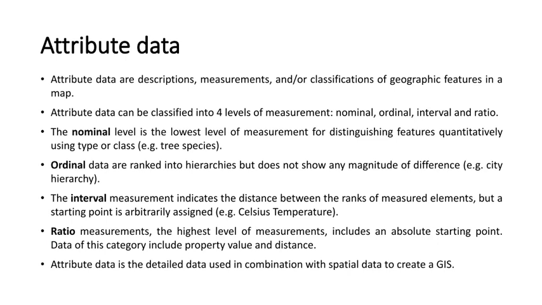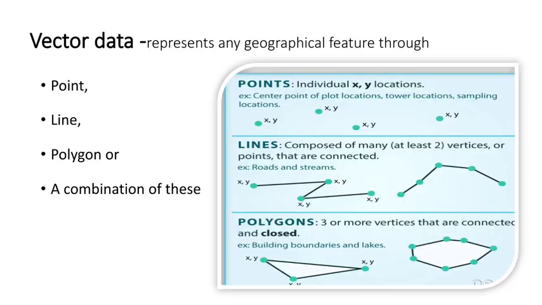Then a ratio measurement is the highest level. So the lowest level was nominal, then comes ordinal, then interval, and the last one is ratio. It includes an absolute starting point. Data of this category include the property, value, and distance. So attribute data is the detailed data which is used in combination with the spatial data in order to create a GIS.